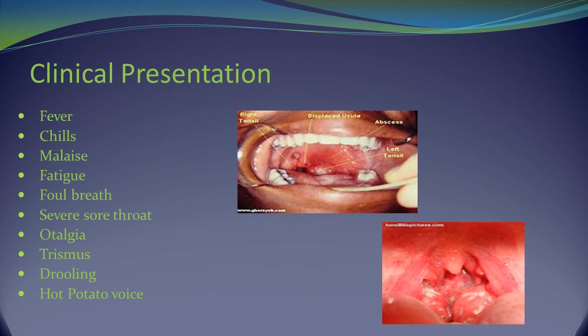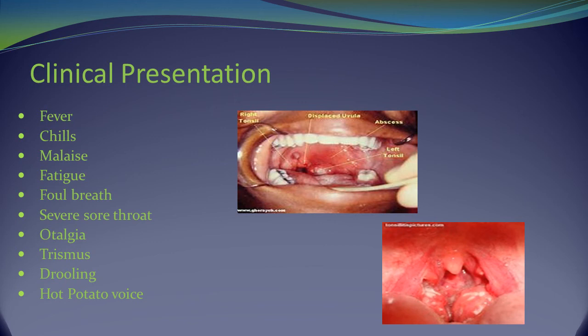For clinical presentation, these patients have a tendency to present very sick. They have a severe sore throat. They're having fevers and chills and fatigue. They have a very foul odor to their breath. They'll complain of otalgia as well as trismus. Trismus is the spasm of the masticator muscle, so when they're chewing or even in general, they get the pain. Drooling and hot potato voice. Hot potato voice is really a hoarse voice. But drooling and hot potato voice are the two that you really need to be concerned about with these patients.